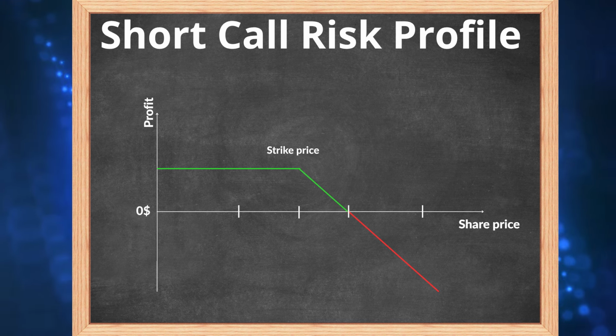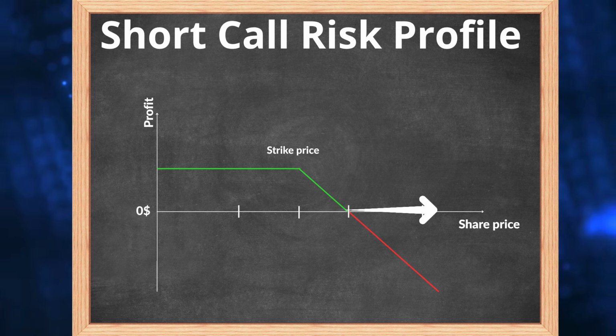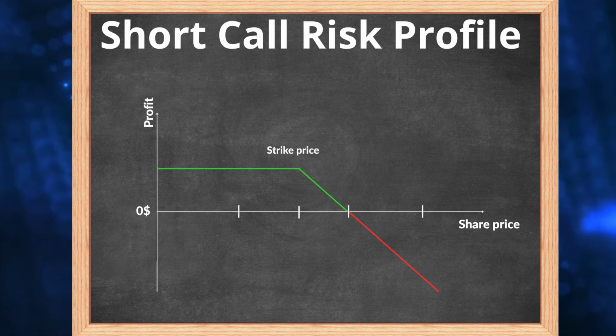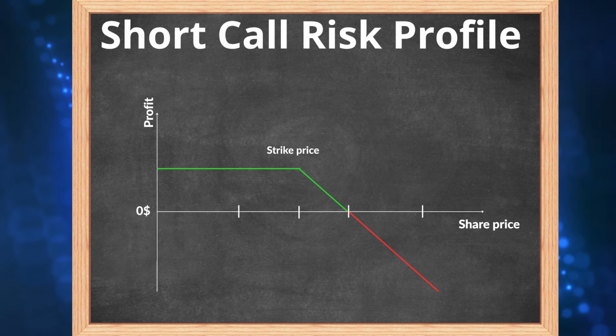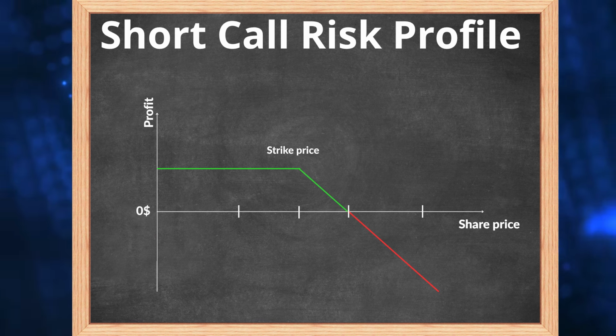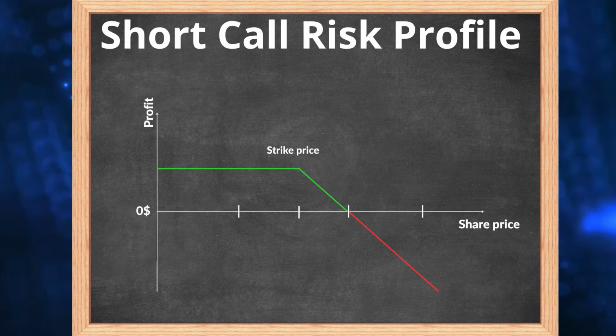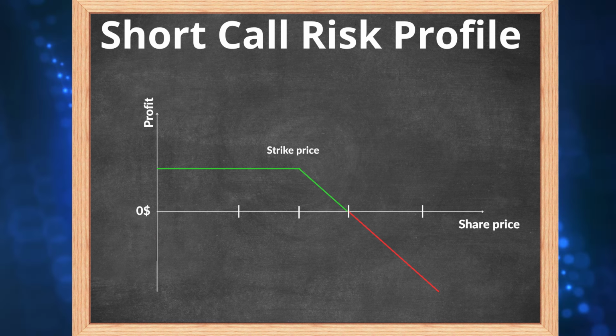In other words, if the market price is higher than the strike price. For the buyer, this means they can purchase shares below market value. For the seller, it means they must deliver shares at a loss, at a price lower than what they are worth on the market. So what's the trade-off?